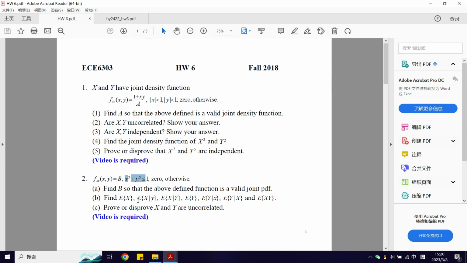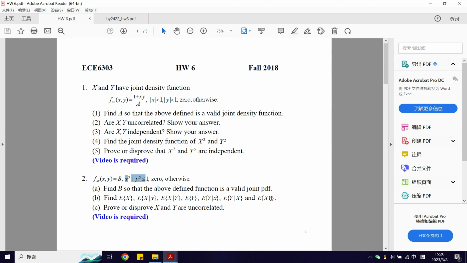So finally we can get that 2 times b times pi divided by 2 is 1. So we can get b is the reciprocal of pi, which is the first answer. When b is the reciprocal of pi, the function is a valid joint PDF.